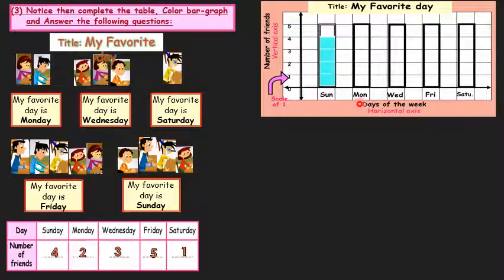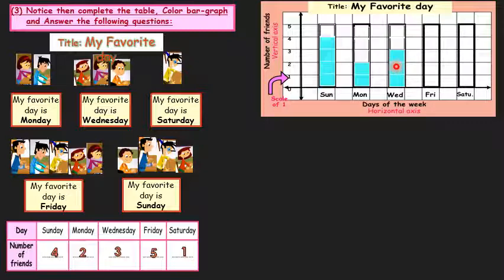Yeah, it's good. How many friends like Monday? We have 2. So I will count 1 and 2. So I will represent until I reach 2. How many friends like Wednesday? We have 3. So I will go here and count 1, 2, 3. Then I will color it.